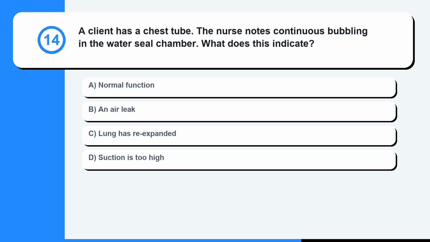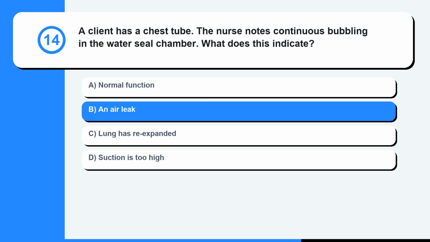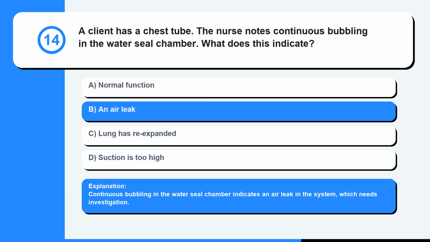Question 14. A client has a chest tube. The nurse notes continuous bubbling in the water seal chamber. What does this indicate? A. Normal function. B. An air leak. C. Lung has re-expanded. Or D. Suction is too high. The correct answer is B. An air leak. Continuous bubbling in the water seal chamber indicates an air leak in the system, which needs investigation.